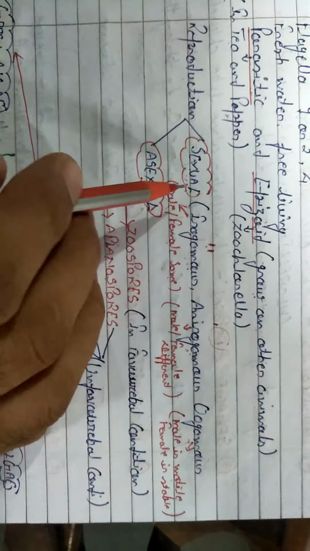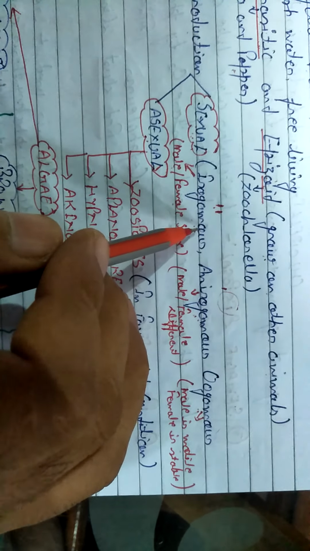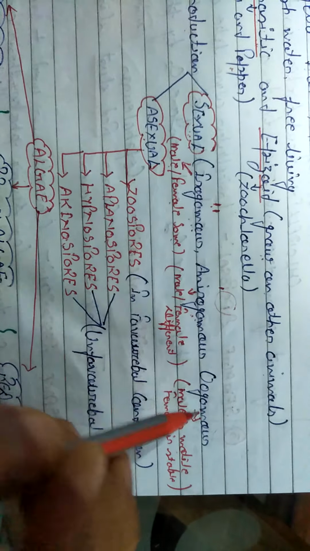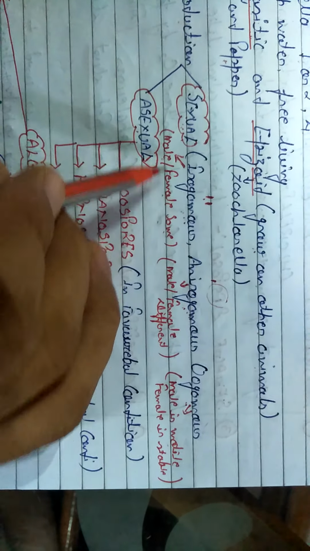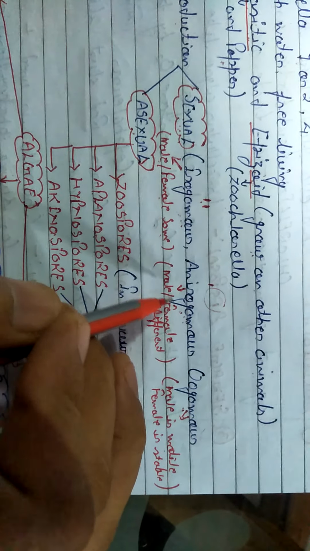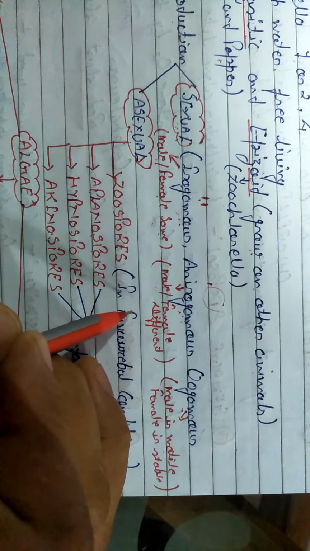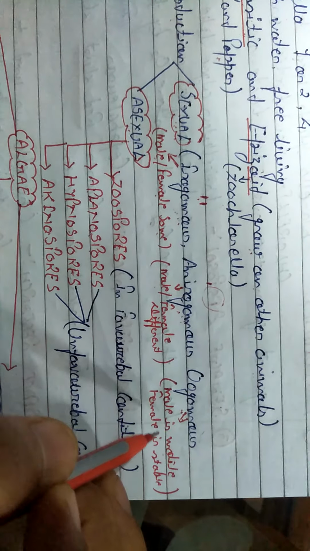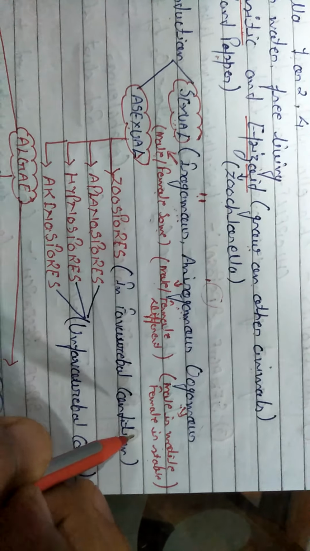Now, reproduction. Their reproduction takes place in two ways: sexual and asexual reproduction. Sexual reproduction has three forms: isogamous, anisogamous and oogamous. Isogamous means in this process male and female look just the same. In anisogamous, male and female are different in size. And in oogamous, the male is motile, and the female is stable or stationary.